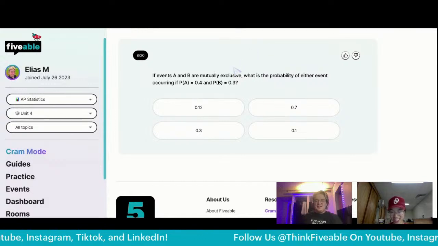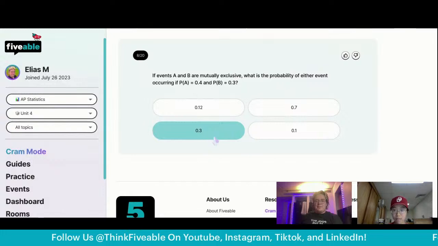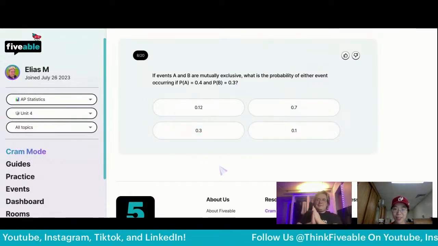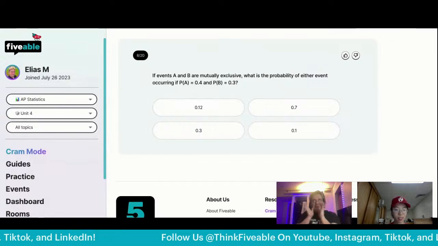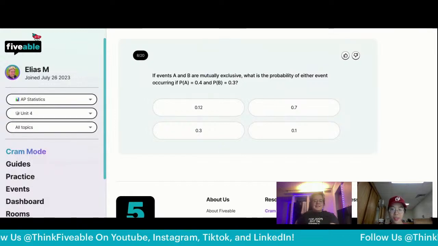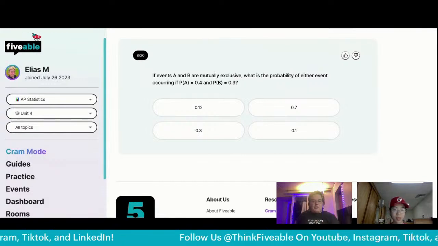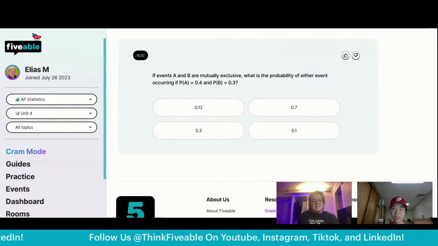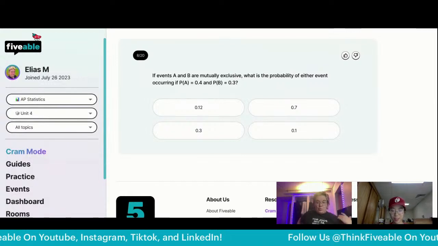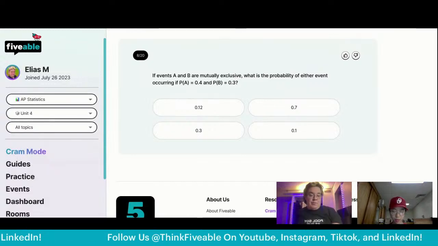So, dare I say it, I have a feeling it's not going to be the 0.3 that's already been established up here, theoretically. But the rest of these are viable answers. You can get to the 0.12 by multiplying the two numbers. You can get to the 0.1 by subtracting, and you get to the 0.7 by adding. So how do we differentiate what we're looking for in either case? It can be either A or B.